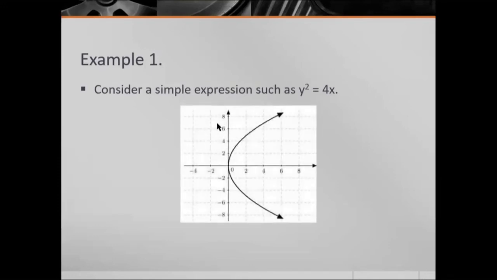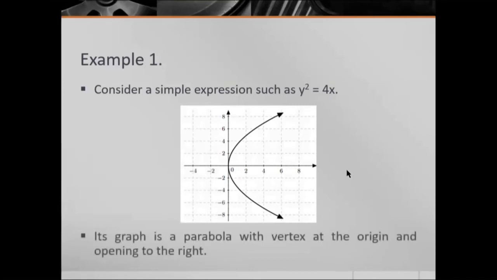Okay, example 1. Consider a simple expression such as y squared equals 4x. To graph it, this will be its graph. It is a parabola opening to the right. Its graph is a parabola with vertex at the origin and opening to the right.